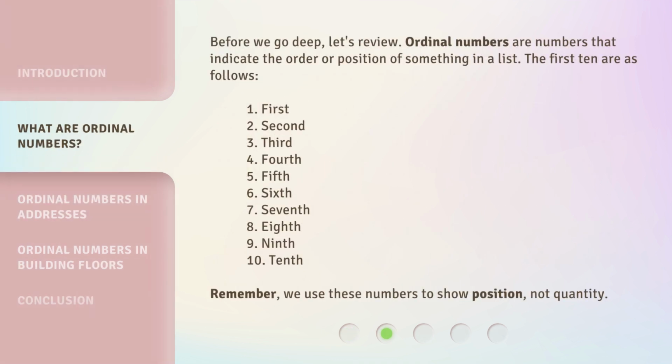Before we go deep, let's review. Ordinal numbers are numbers that indicate the order or position of something in a list. The first 10 are as follows: 1, first; 2, second; 3, third; 4, fourth; 5, fifth; 6, sixth; 7, seventh; 8, eighth; 9, ninth; 10, tenth. Remember, we use these numbers to show position, not quantity.